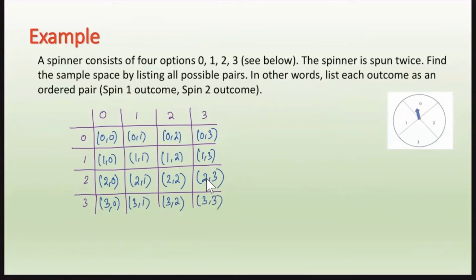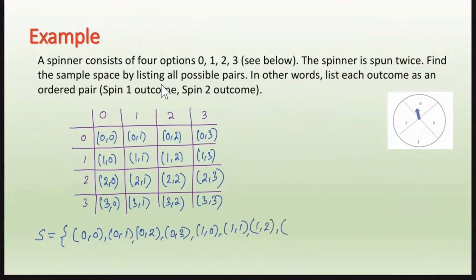Okay, so we have all possible outcomes here. All we have to do is list them. So we write the sample space as equal to, and we list all of them. 0, 0, 0, 1, 0, 2, 0, 3, 1, 0, 1, 1, 1, 2, 1, 3.